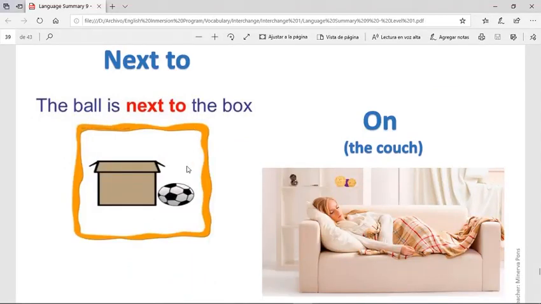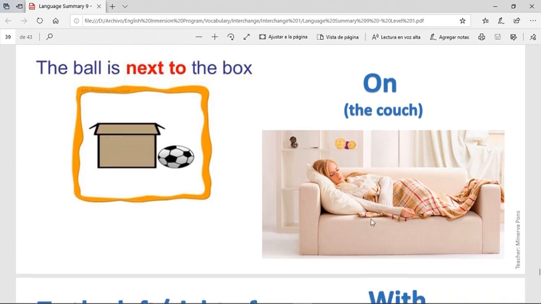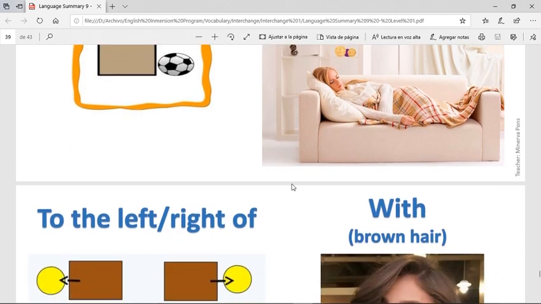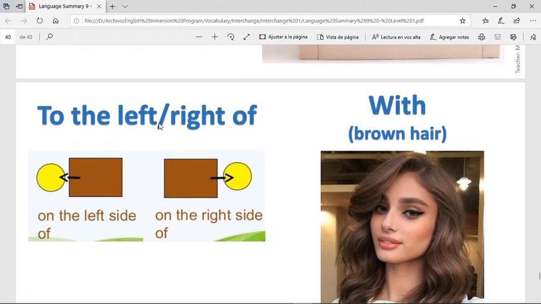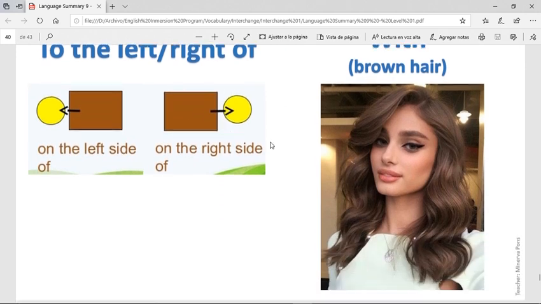Next to: the ball is next to the box. On: on the couch, you are touching the thing. To the left, to the right of, on the left side of: it's on the left, you know, this side. And on the right side of is on this side, okay?